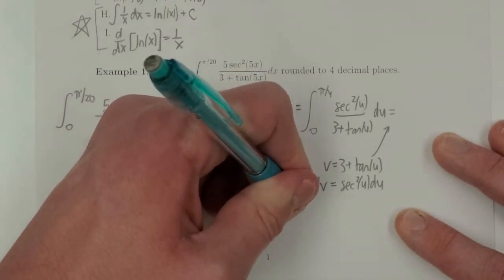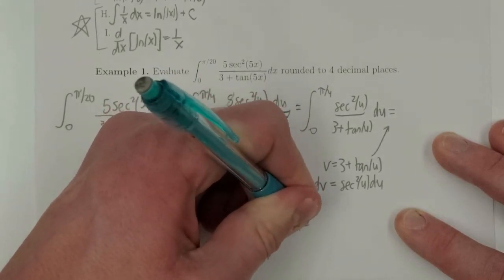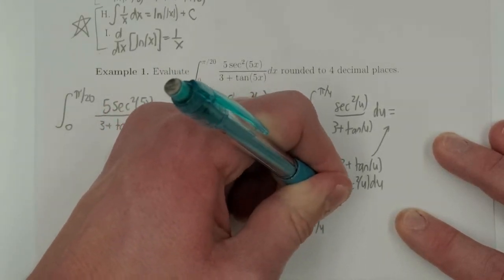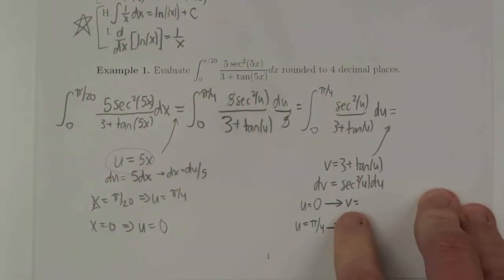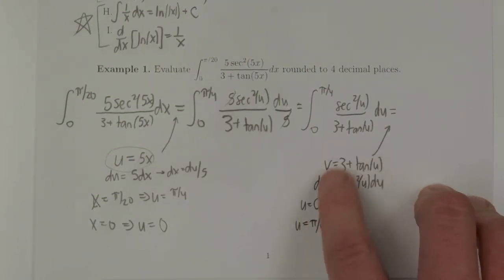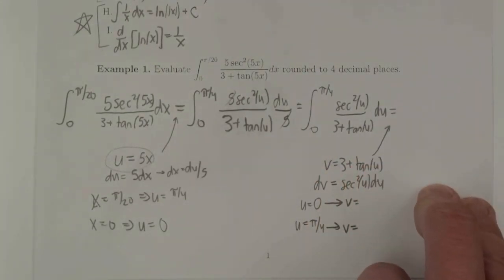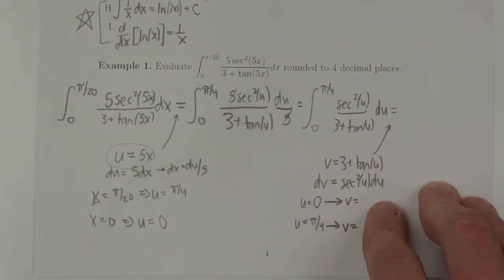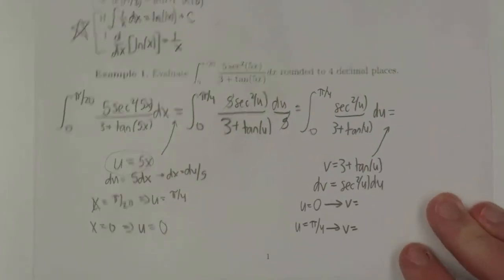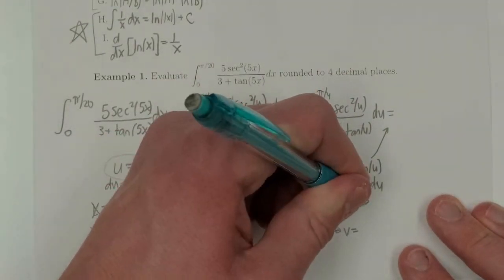So in this case, if we have u equals 0 and u equals pi over 4, that means that v, what would be the corresponding v values? So if we let u equals 0 in here, then we should get that v equals what? So if we harken back to our unit circles, first off, what is tangent of 0? It's just 0, right? So that means you essentially have 3 plus 0, so 3.